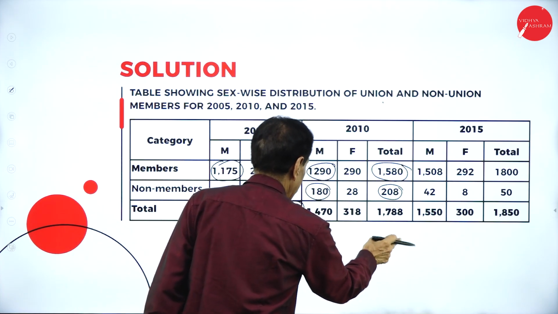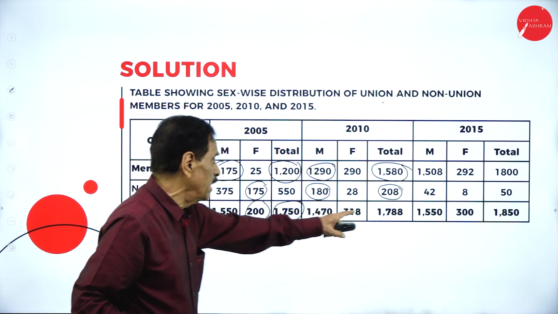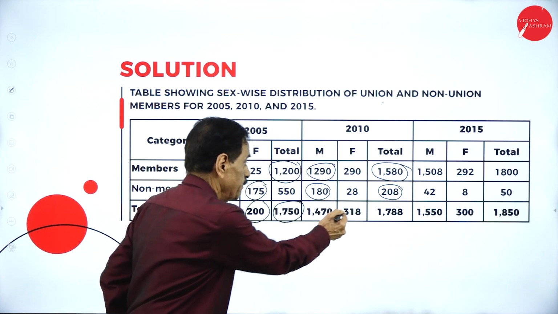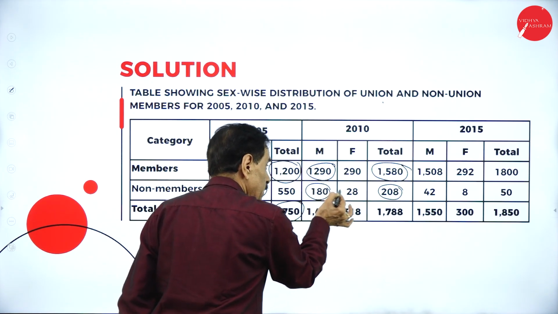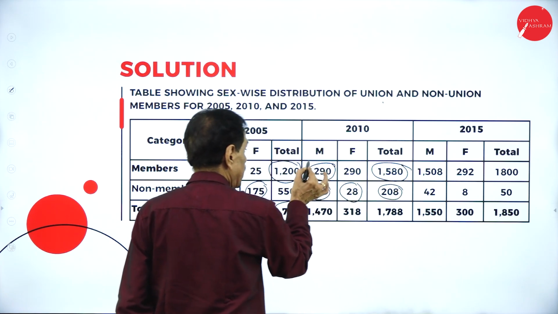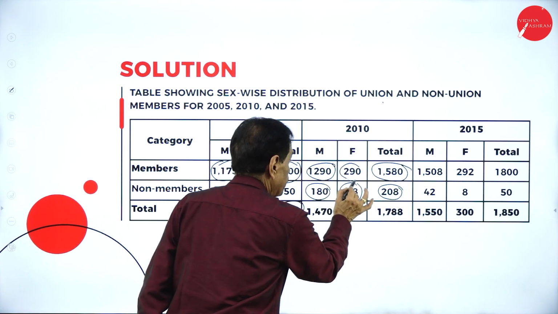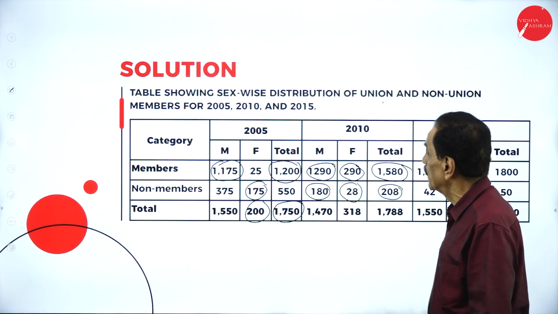Out of 1,780, the balance is this. If you add this, it is 1,470. Out of 1,780, 1,470 gone, the balance is 318. Out of 208, 180 gone, the balance is 28. Out of 1,580, 1,290 gone, the balance is 290. Missing figure. Then, next one.